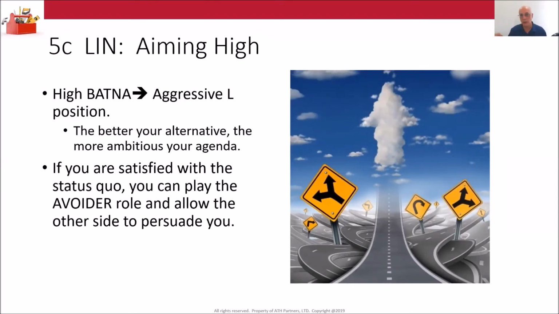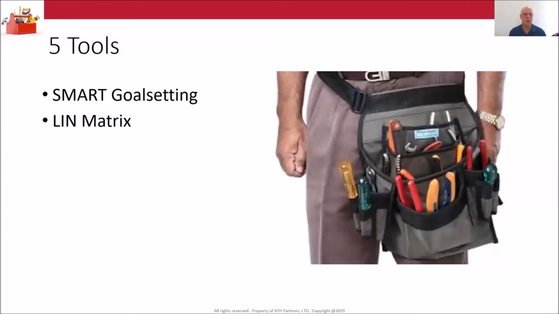If there is no intermediate benchmark, and if you have a good position, then you have a high BATNA, and that means you can be very aggressive about your L. The better your alternative, the more ambitious you can be. So the tools here when it comes to scoring are SMART goal setting and the Lin matrix.